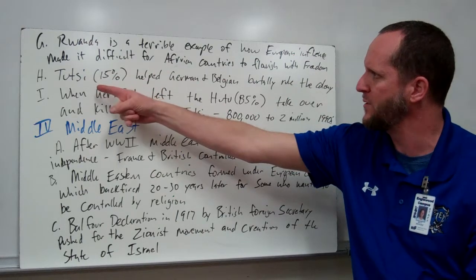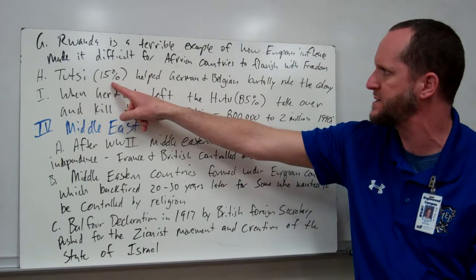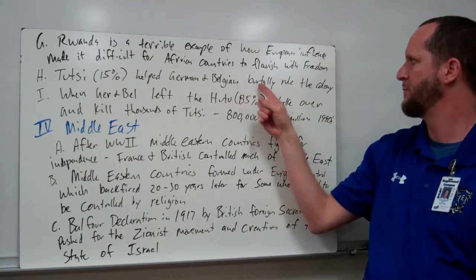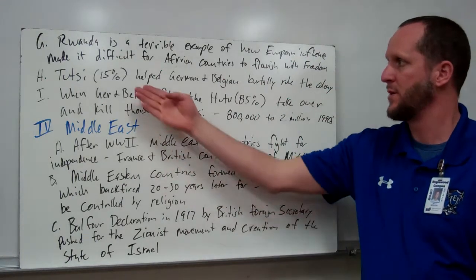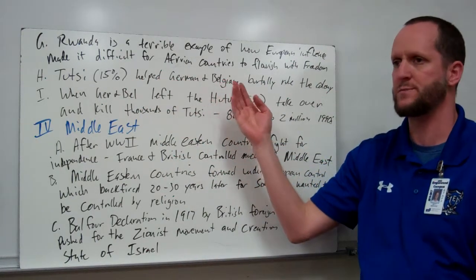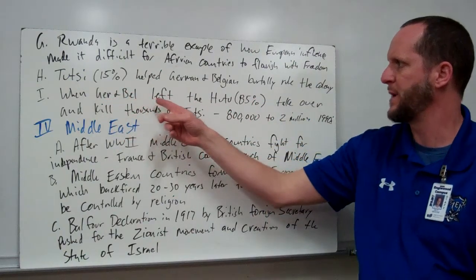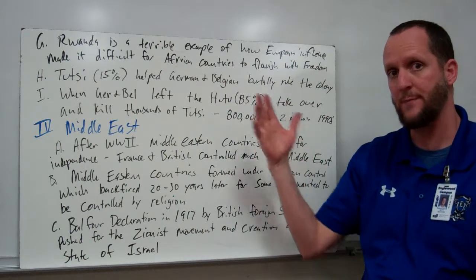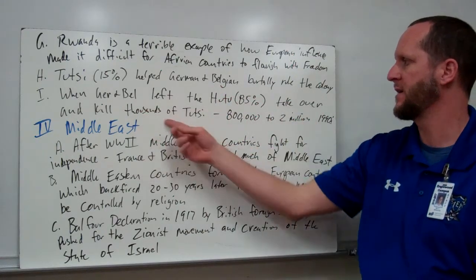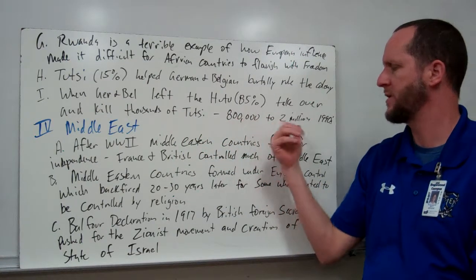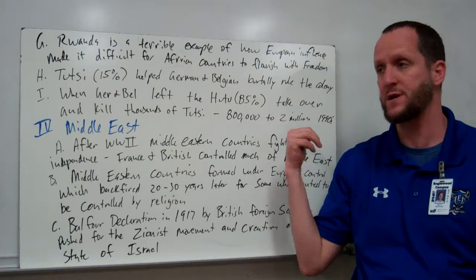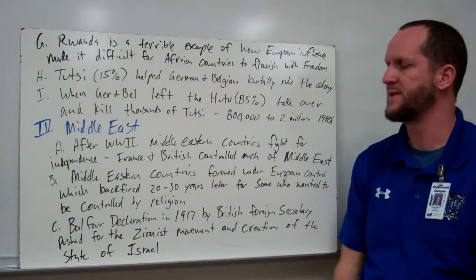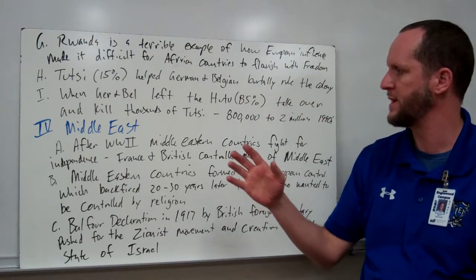All right, so what happened in Rwanda is the Tutsi 15% minority helped German and Belgian colonists brutally rule the colony. So this minority helped the German and Belgians rule. When the German and Belgian people left, the Hutu, or 85% majority, not happy with the Tutsi, take over and kill thousands of Tutsis. And so in the 1990s, between 800,000 to 2 million Tutsis were killed because of this ethnic violence, and it was absolutely horrendous.